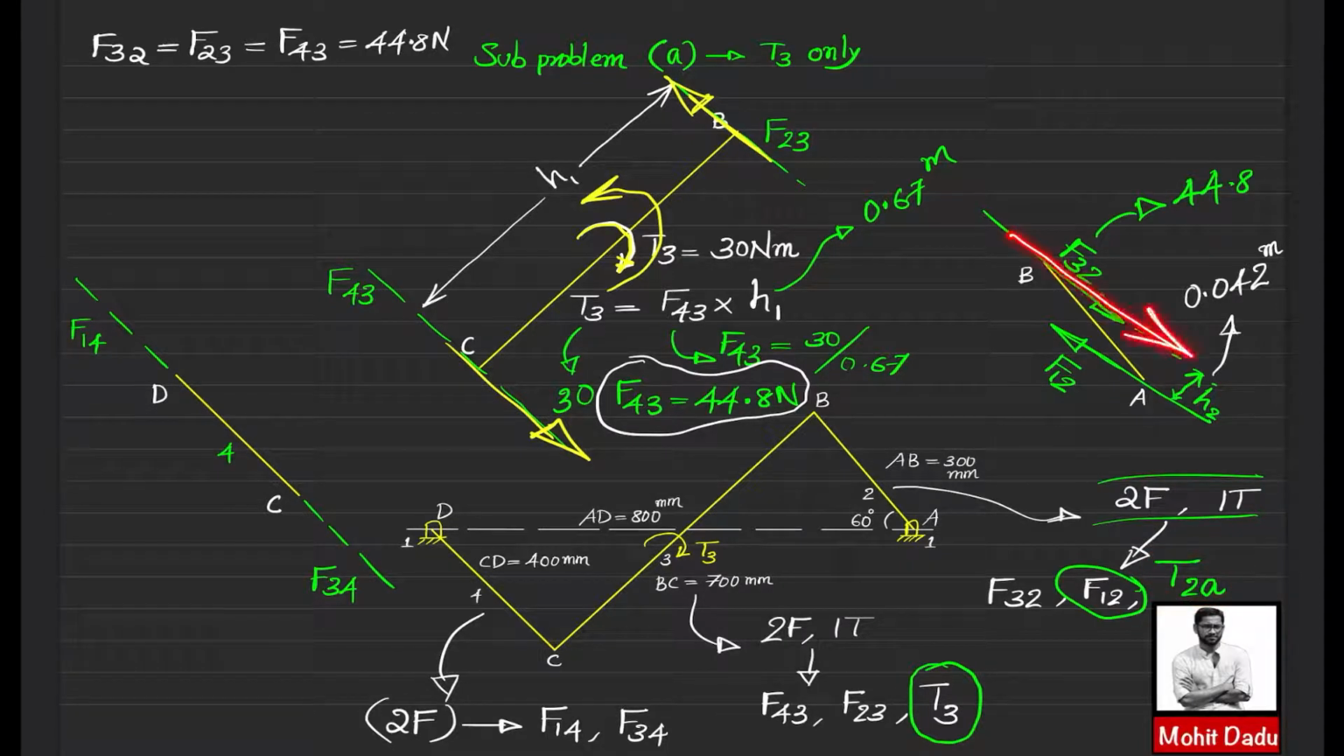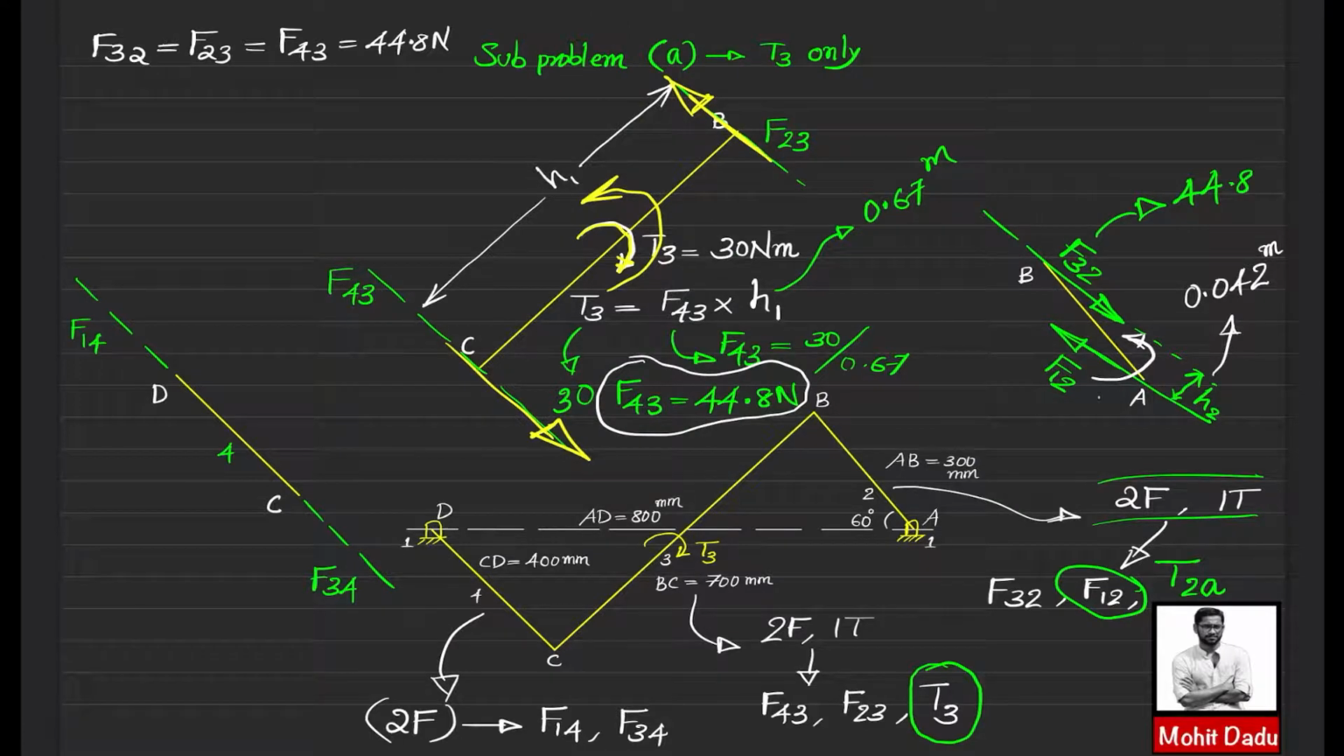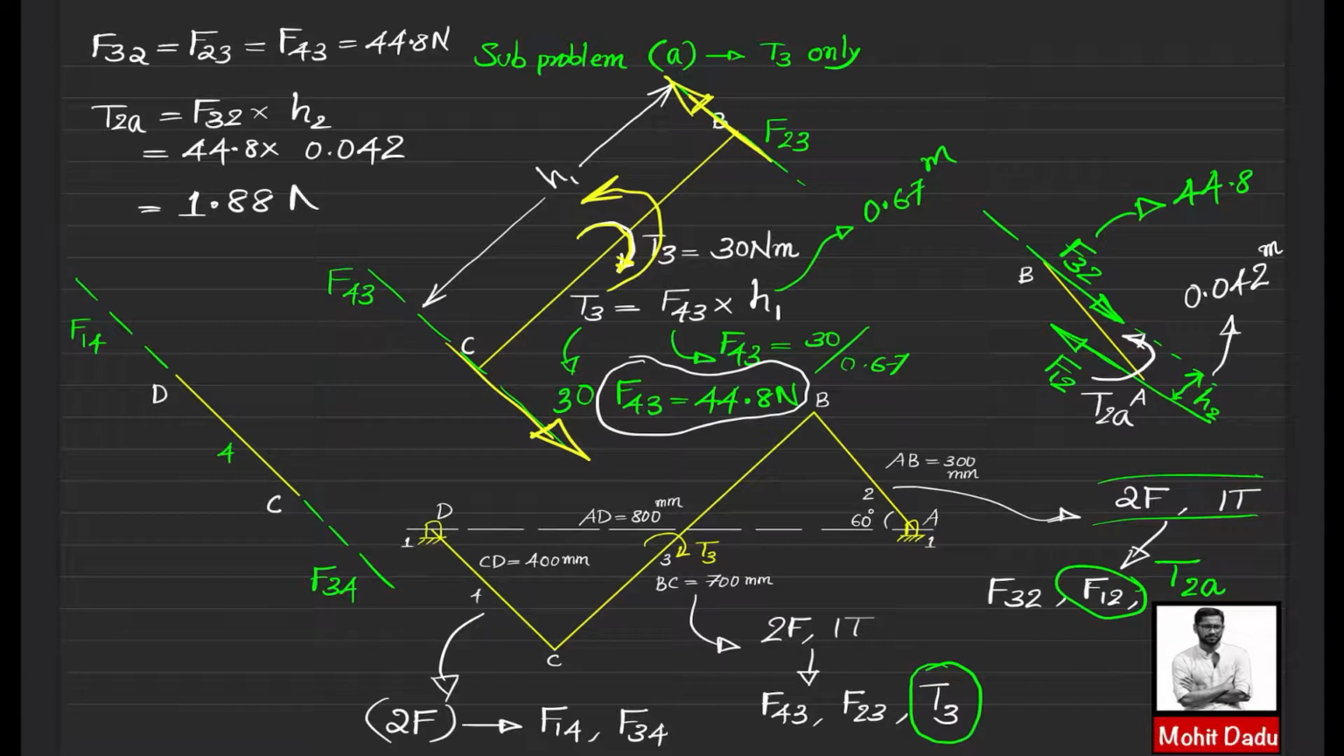Here this pair of forces F32 and F12 will be creating a clockwise couple. So in order to balance that one, we will have to apply the anti-clockwise couple, that is actually this T2A. So the direction of T2A will be coming in this one, and I will be naming it as T2A. You can evaluate the value of T2A as F32 or F12 into the perpendicular distance H2. Here F32 is 44.8 Newton into H2 is 0.042 meter, that you get after conversion from this diagram. Then that is equivalent to a value of 1.88 Newton meter.